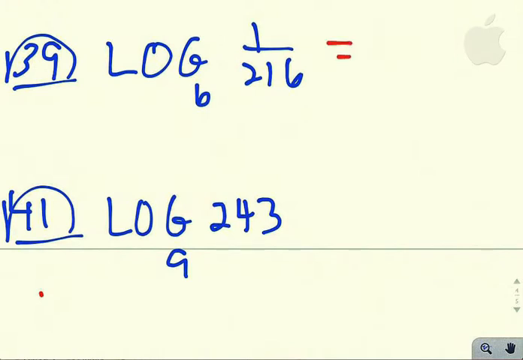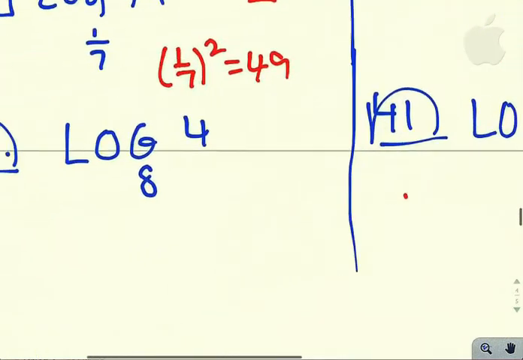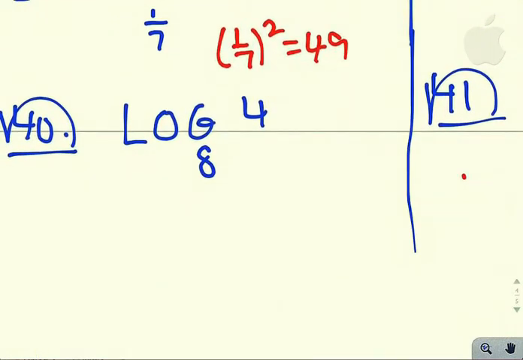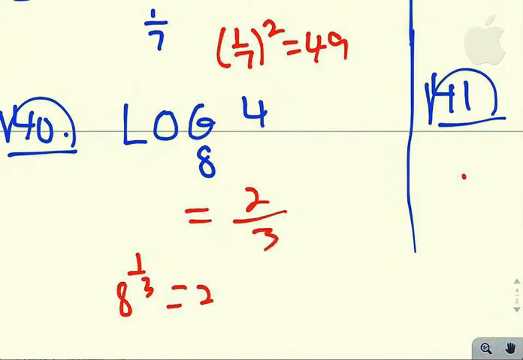39. 6 to what exponent is 1 over 216? Well, you know that 6 cubed is 216, so this must be minus 3. 40. 8 to what exponent is 4? Well, we know that 8 to the 1/3 is 2, so it must be 2/3, because I have to square 2 to get 4.